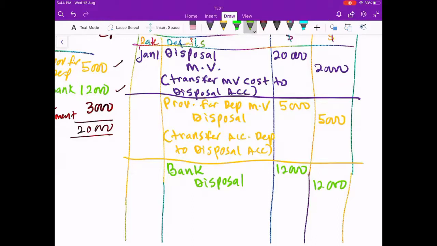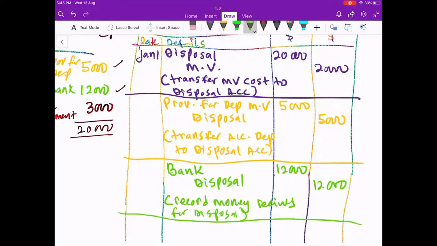So now the explanation is record money received for disposal, 12,000.